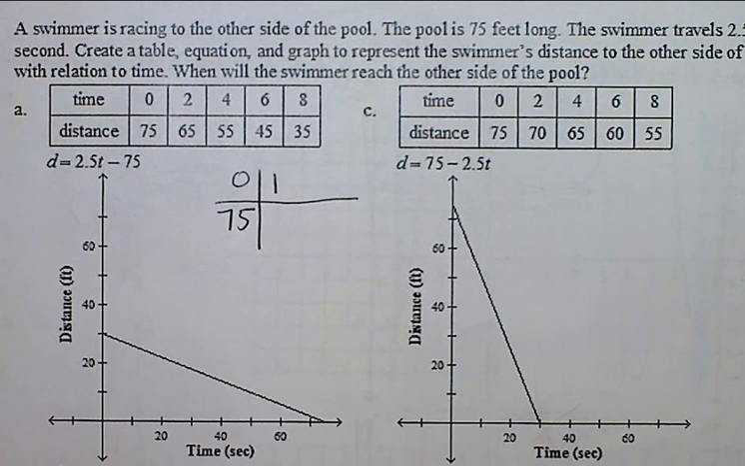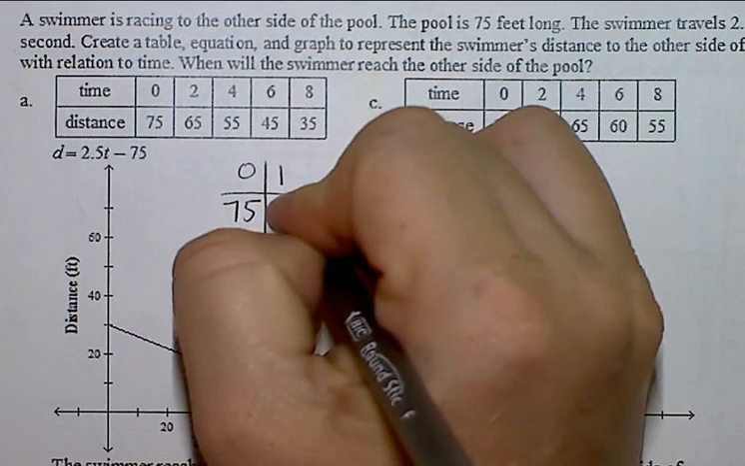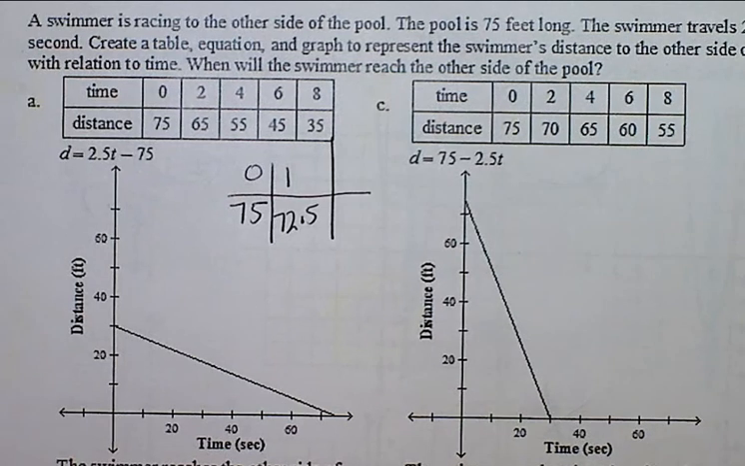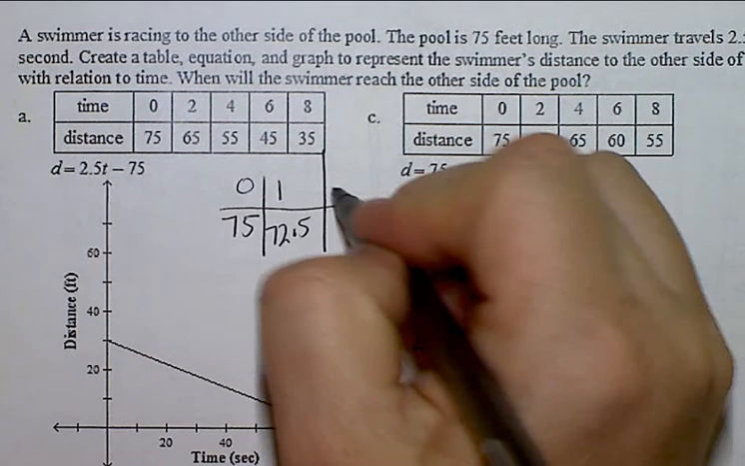Okay, so can everybody take 75 on your calculator? Subtract 2.5. And you end up with 72.5. Now there's no 1 second. They're breaking this into even numbers, and that's okay. Let's go to 2. Let's subtract another 2.5.